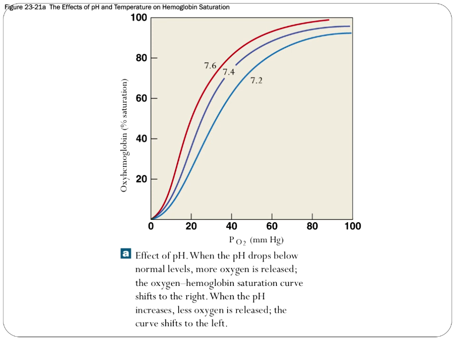So the effects of pH: when the pH drops below its normal levels, remember we said more oxygen is released, and in fact, let's highlight that because that is pretty important. When pH drops below normal levels, more oxygen is released. The oxygen hemoglobin saturation curve shifts to the right. When the pH increases, less oxygen is released, and the curve shifts to the left. So we have a beautiful picture of that happening.